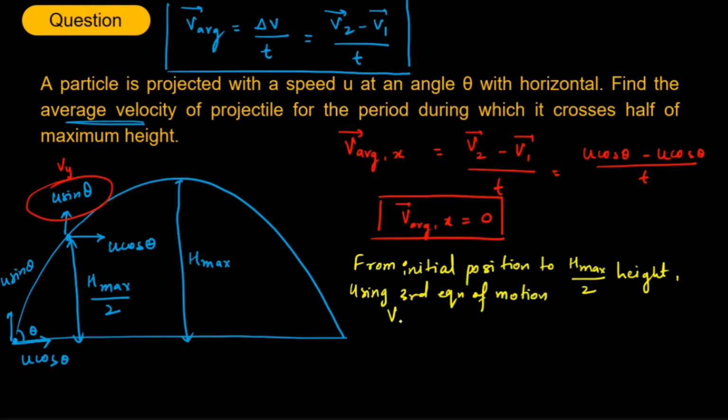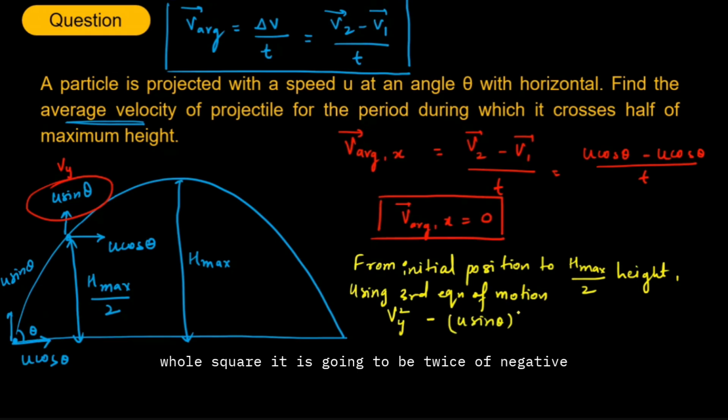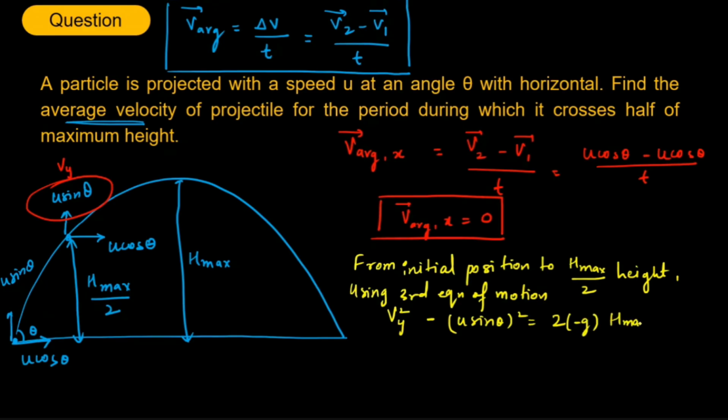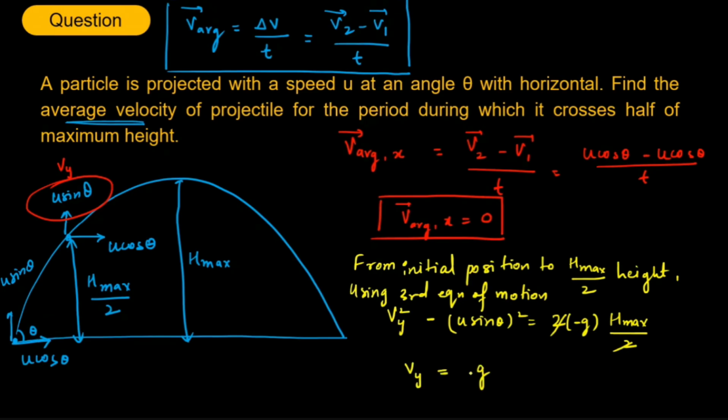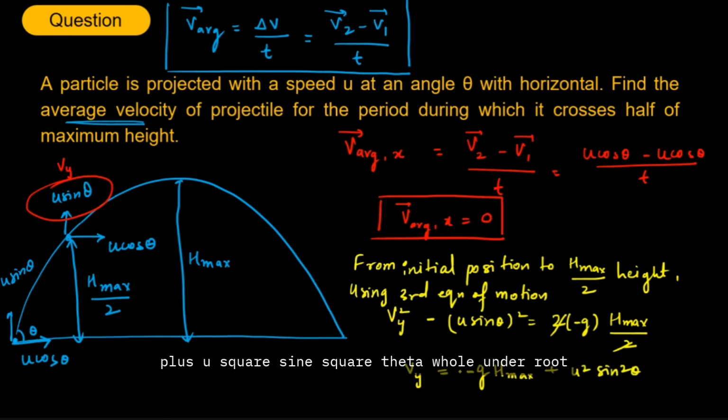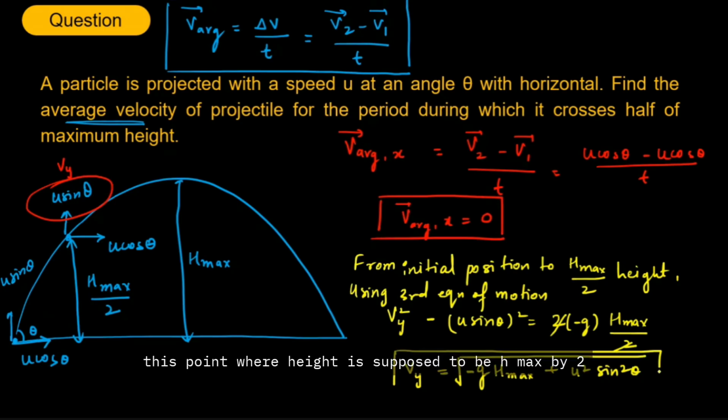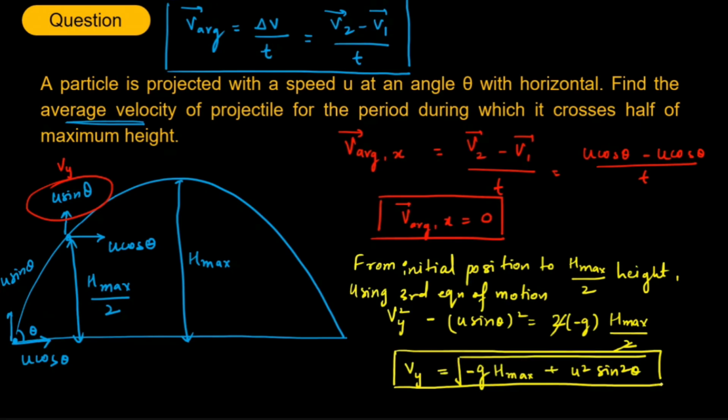that final velocity in y-axis square minus initial velocity in y-axis, which is supposed to be u sine theta, whole square, is going to be twice of negative of g into h max by 2. The 2 will cancel out this 2. So Vy is going to be root of negative of g into h max plus u square sine square theta. So this is going to be the final velocity at this point where height is supposed to be h max by 2.